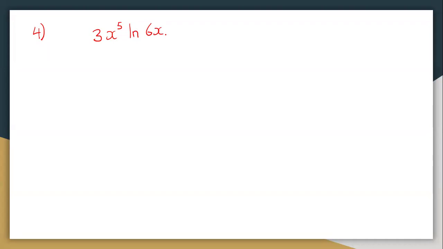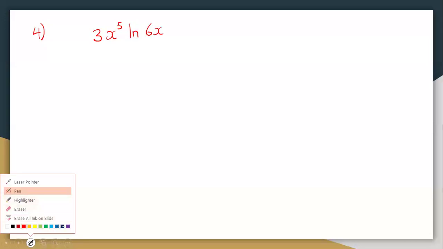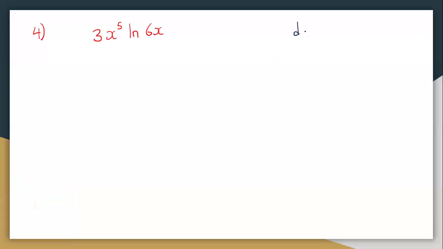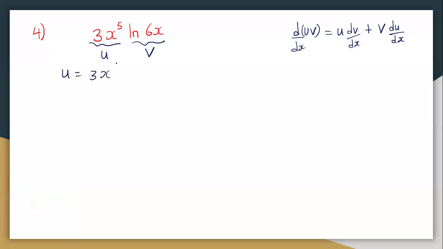We can use the rule that involves the product of two functions, meaning that we are going to apply the product rule, and you need to know how the product rule works. How does it work? When I have d dx of uv, the rule tells us this is u dv dx plus v du dx. For this particular one, this can be our u, then this can be our v.